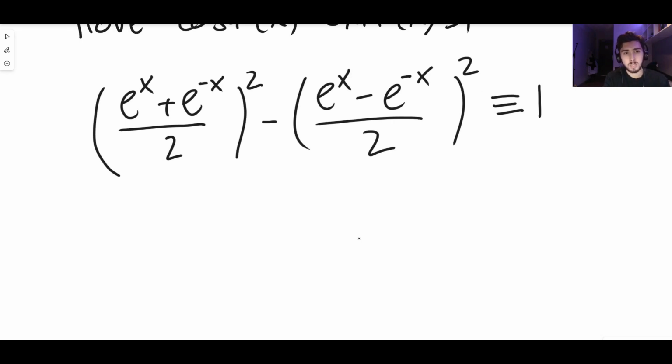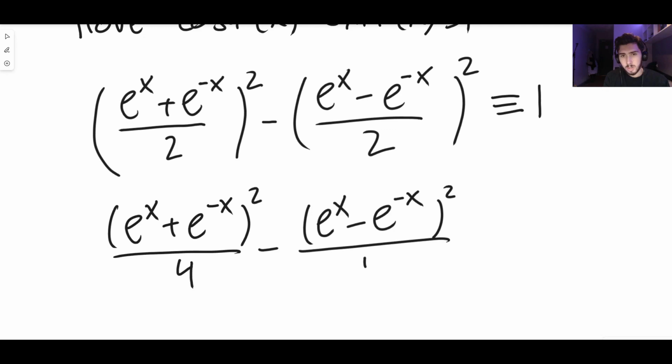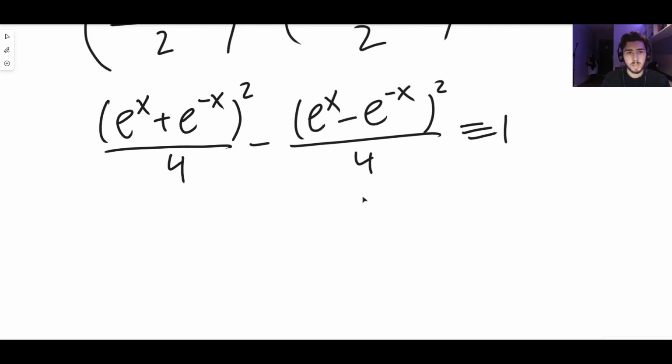So this is (e to the x plus e to the minus x) squared divided by 2 squared, which is 4, minus (e to the x minus e to the minus x) all squared divided by 4. And we're still checking. Is that equal to 1? Not sure. Let's keep going.